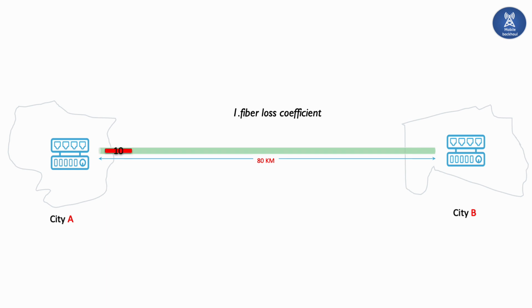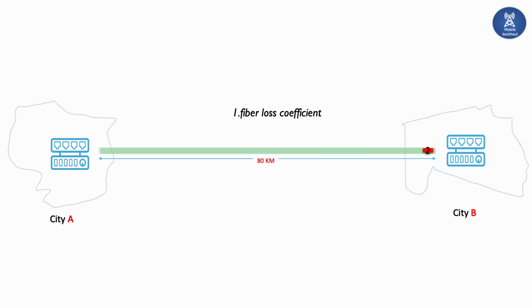Okay, before starting to calculate the transmit power, we have to study five different parameters. The first one is the fiber loss coefficient. For example, I am transmitting 10 dBm transmit power, and then while receiving it, we got only 2 dBm. So we are losing power while traveling in the fiber optic network. So how to calculate this power loss?